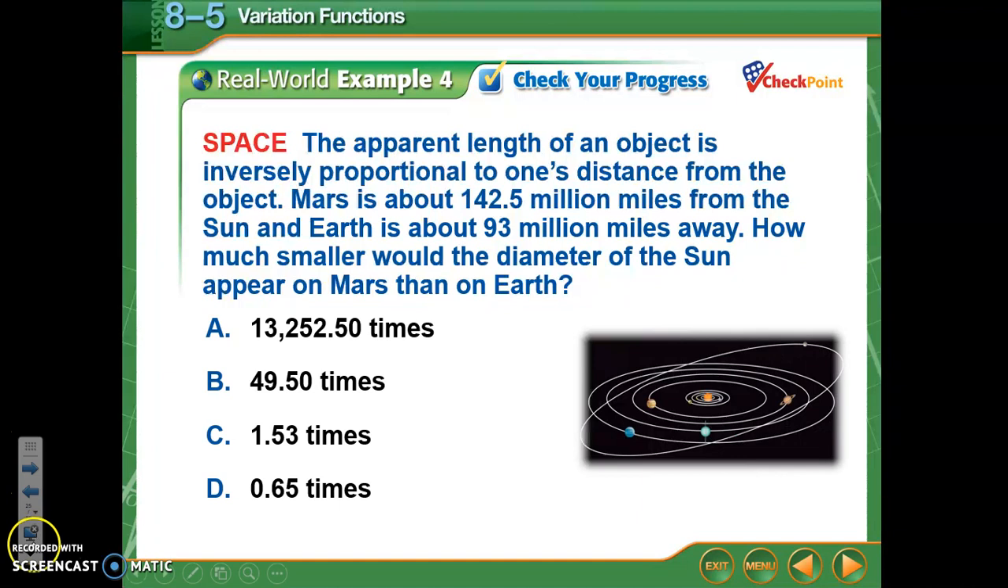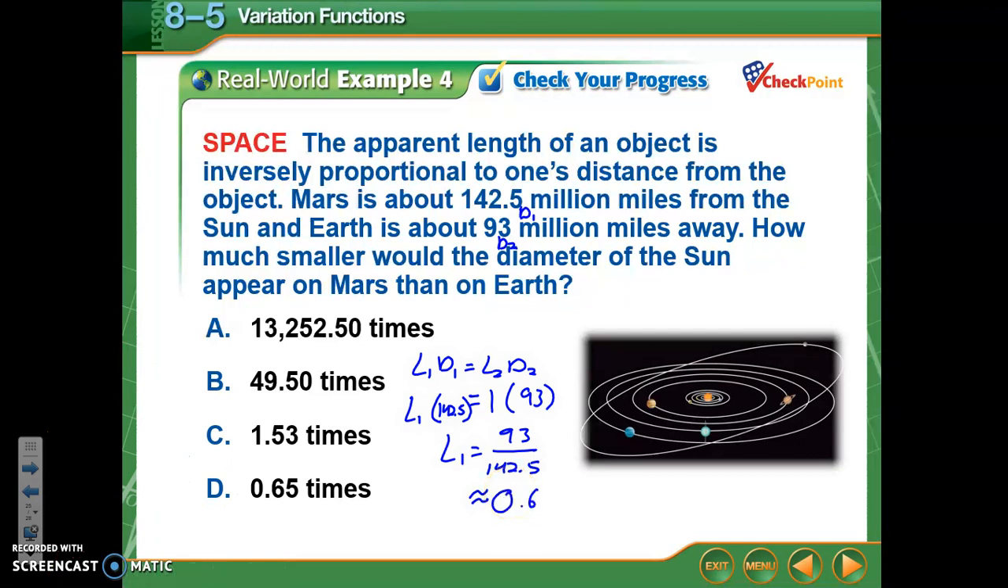All right, try this one. Okay, in this case, you should have gotten D. All right, and here's the work for that one.